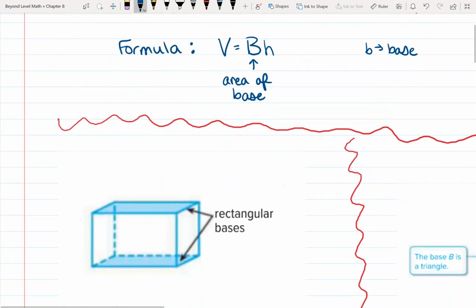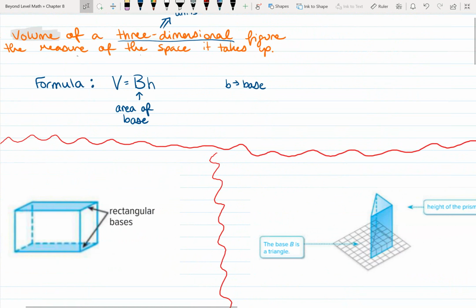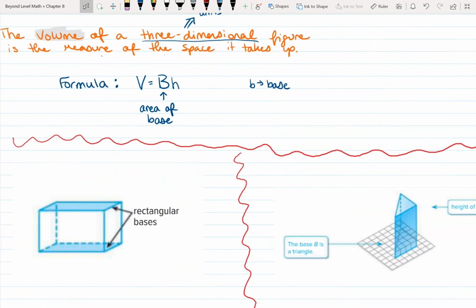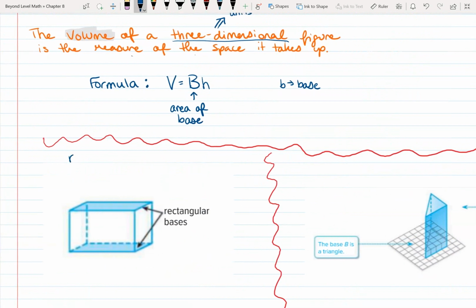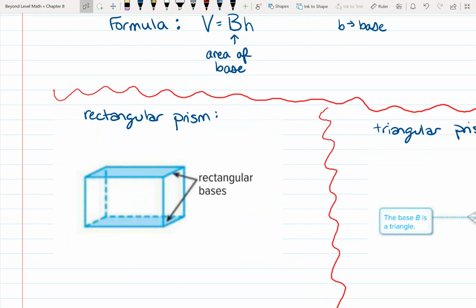Let's talk about it, and I'll show you, I set up today's notes like a T-chart. On the left we've got a rectangular prism, and then on the right we've got a triangular prism. We're going to focus just on the left side first with the rectangular prism. This is called a rectangular prism because the bases are rectangles, right?